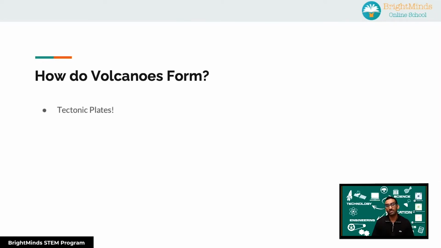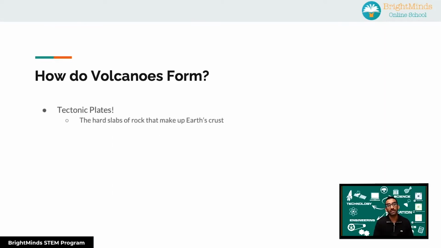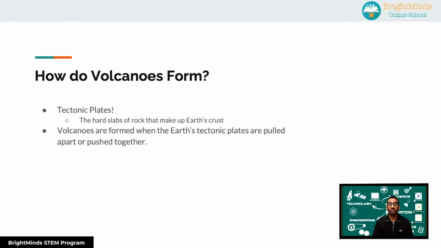I told you guys about it just a slide ago, right? So tectonic plates, I promised you that I'd tell you what it means too. So tectonic plates are these hard slabs of rock that make up the Earth's crust. They're these huge slabs of rock that make up this crust that we have as Earth, right? So volcanoes are formed when the Earth's tectonic plates, these hard slabs of rock, are either pulled apart or pushed together.